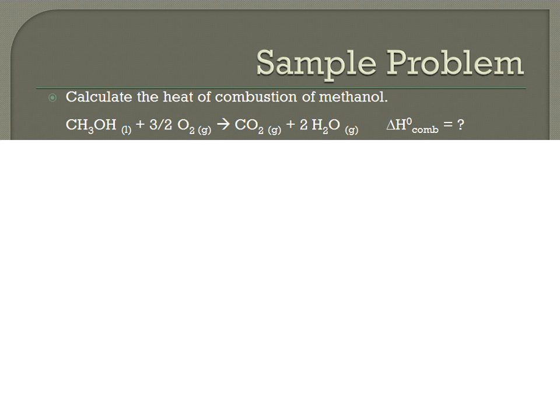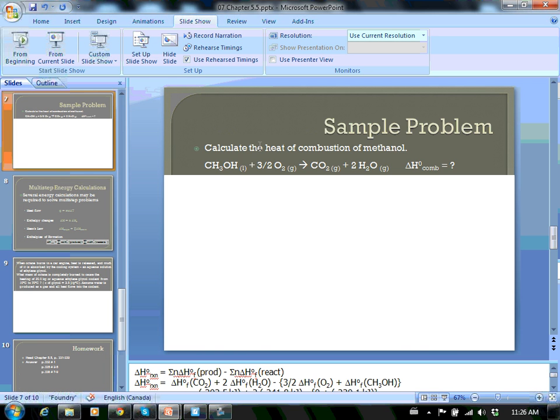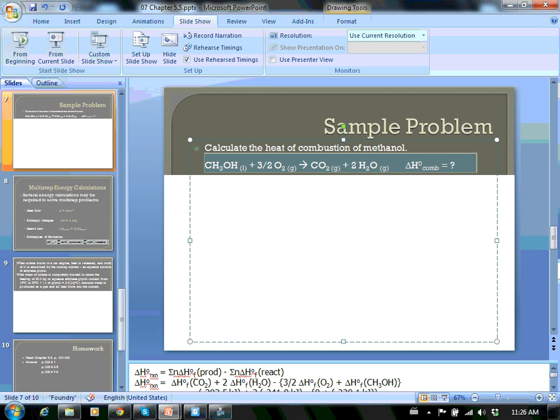So, calculate the heat of combustion of methanol. You can use Hess's law just like I just showed you and find the standard enthalpies of formation for each of the reactants and each of the products and then manipulate them and add them up according to Hess's law. The other way you can do it is to actually take this equation here and use that sum equation from the last slide. So I'm actually going to do this.